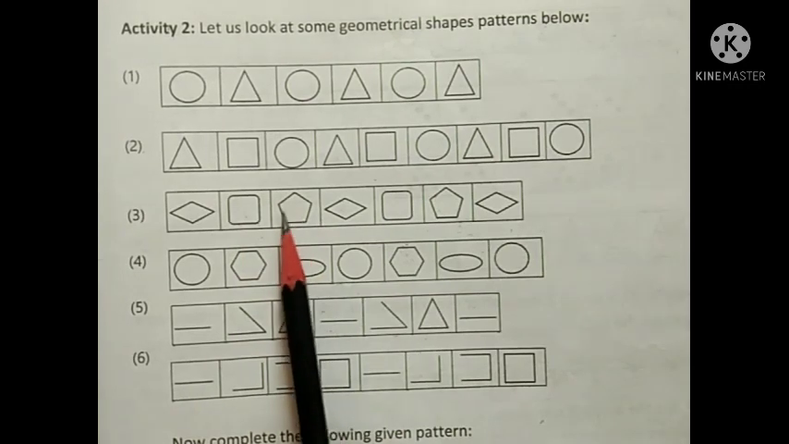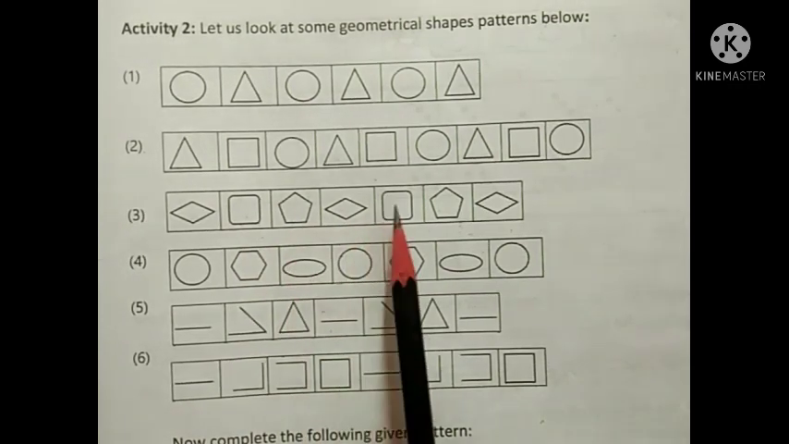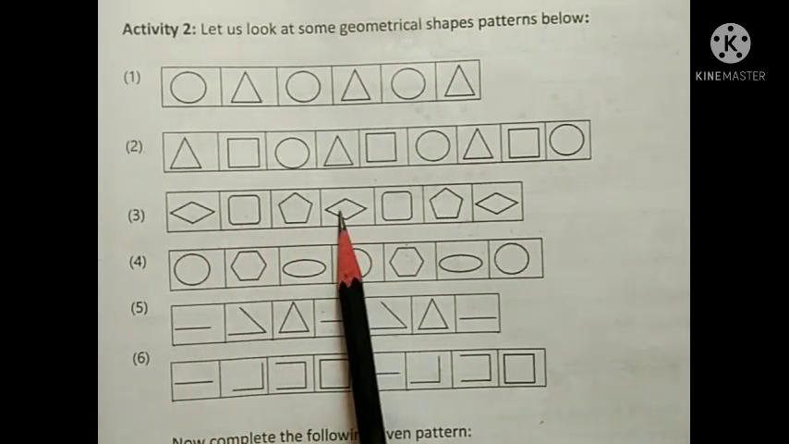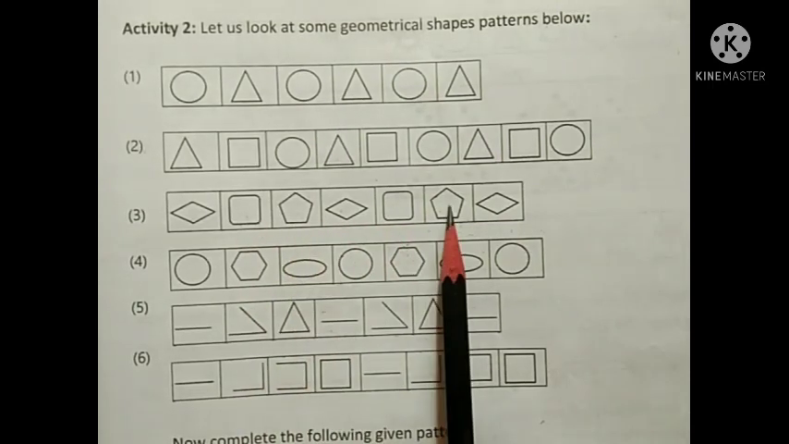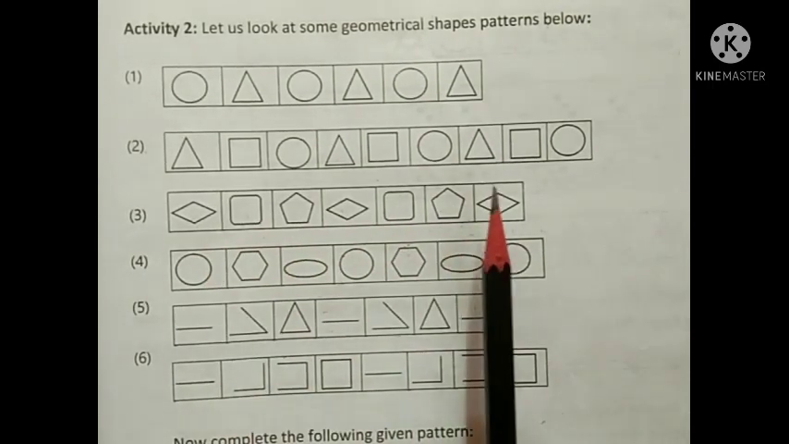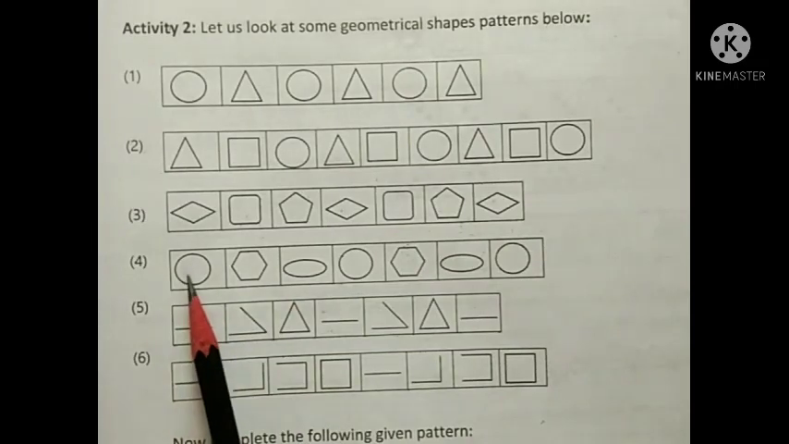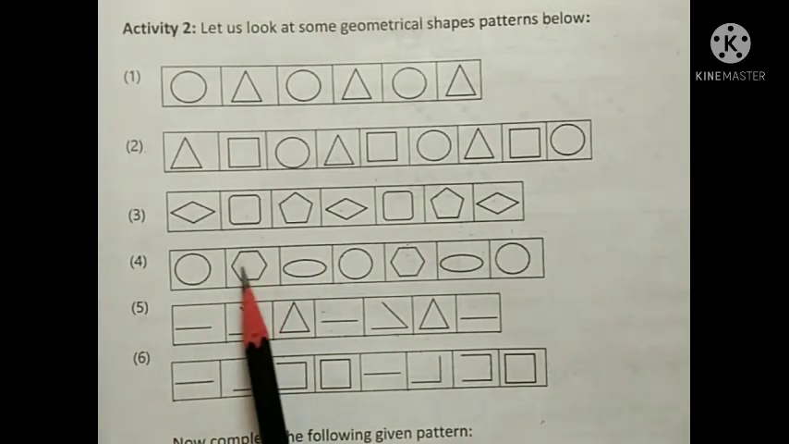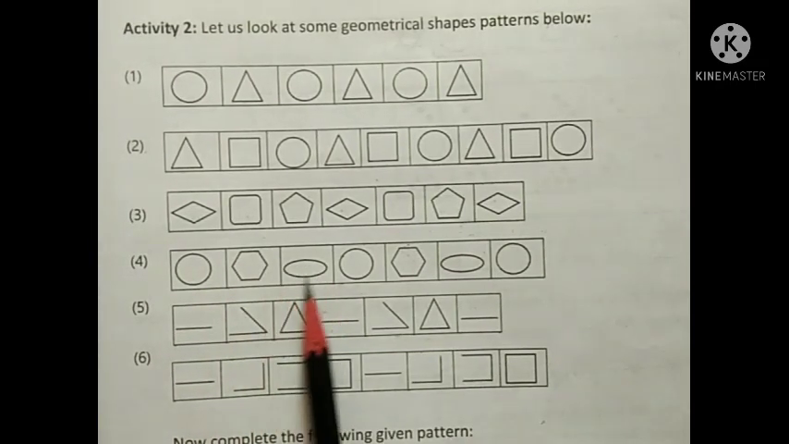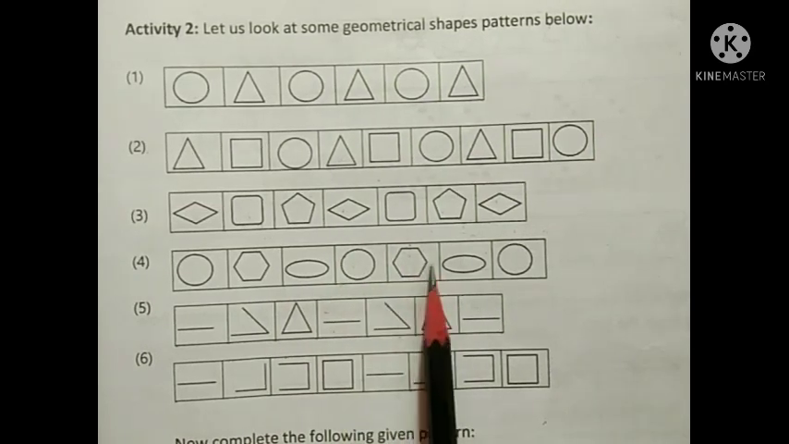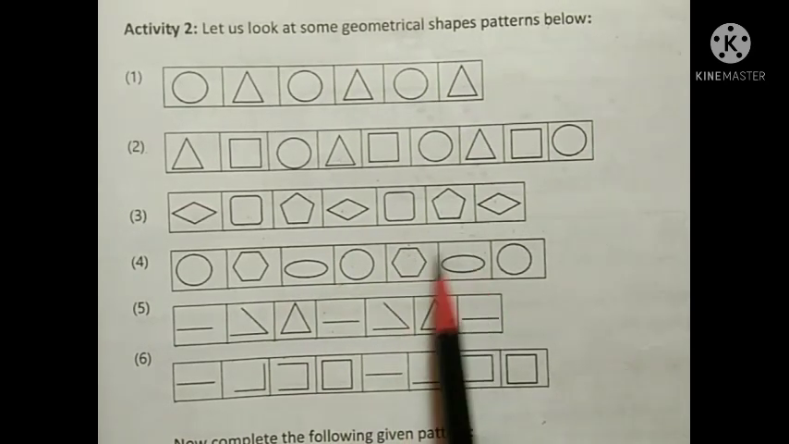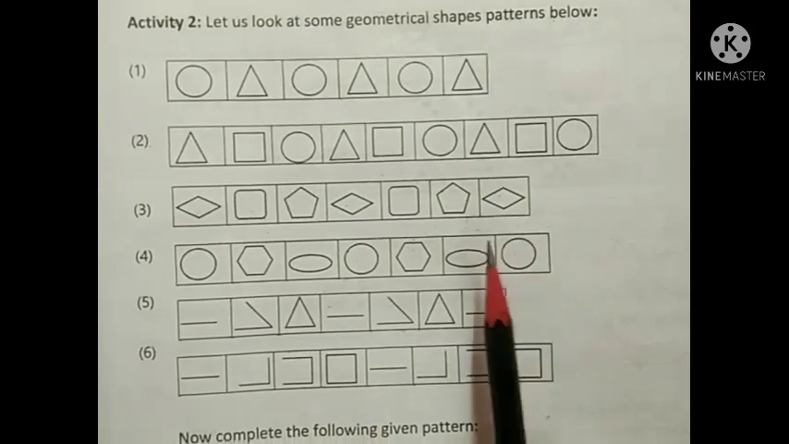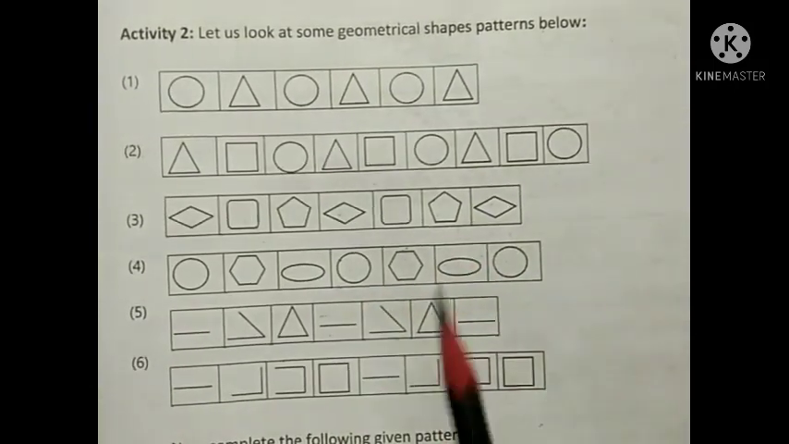This one is 1, 2, 3, 4, 5 sides, okay. Again, this first one, फिर ऐसे आ गया, second this, third one is this, again first one is this, okay. Here number 4: circle, then here 6 sides, and this one oval shape. Again circle, 6 side, hexagon, then oval shape, again circle. So here another patterns are this.